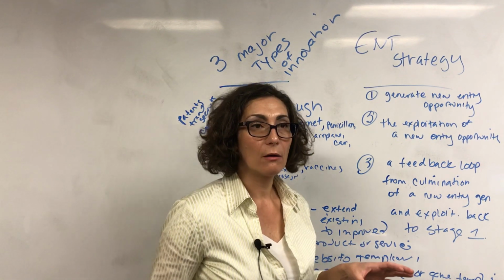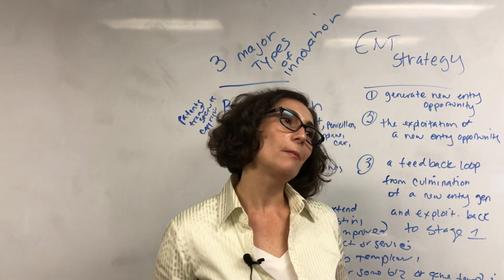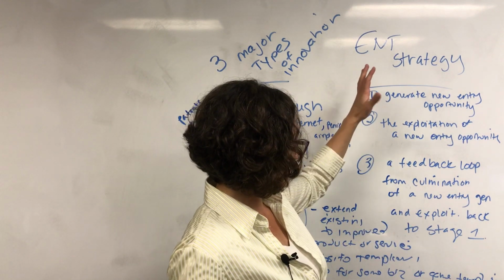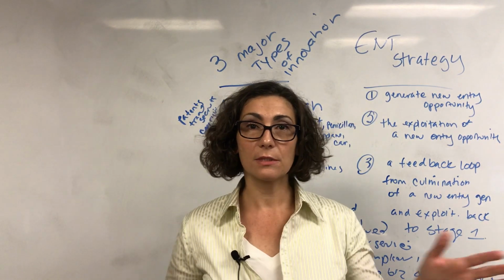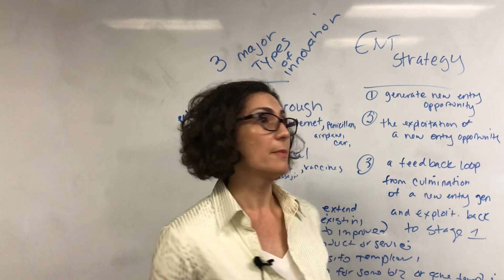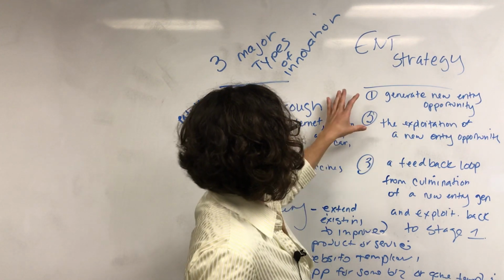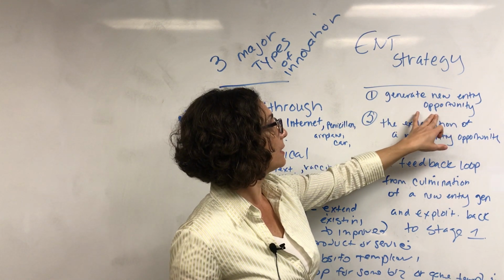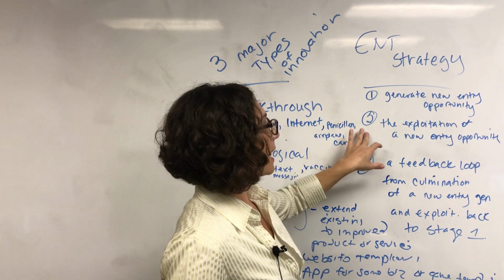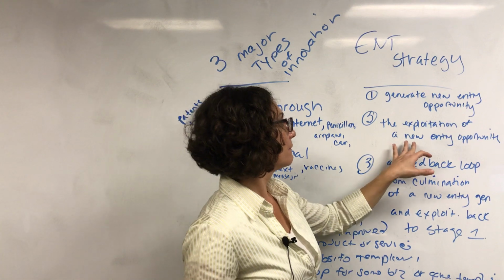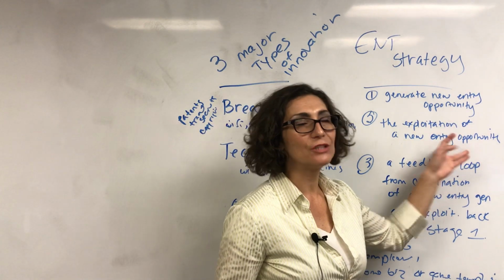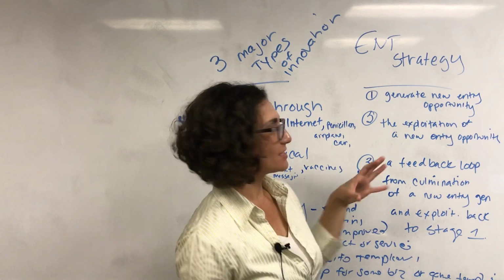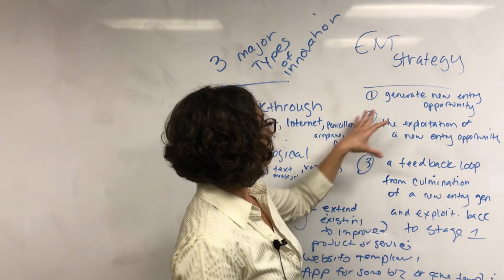As I was writing this, I was like, how am I going to explain this to you guys? Here's just what it is, and then I will tell you where I'm at with one of mine. So, generate new entry opportunity. Then the exploitation of a new entry opportunity, and I don't like that word. I really don't like the word exploitation. It just sounds bad.